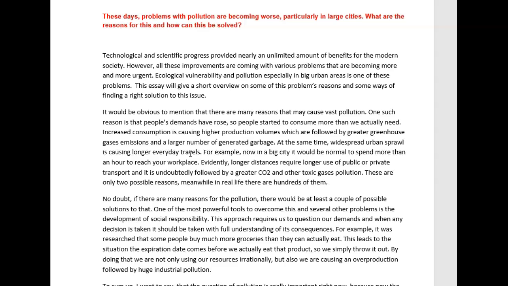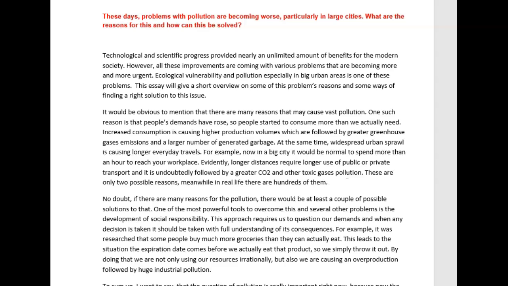So, for example, now in a big city, it would be normal to spend more than an hour to reach your workplace. Evidently, longer distances require longer use of public or private transport, and it is undoubtedly followed by a greater CO2 emission and other toxic gases pollution. This is a little awkward to me. Other toxic gases. You could have just said followed by a greater emission of CO2 and other toxic gases. Full stop.